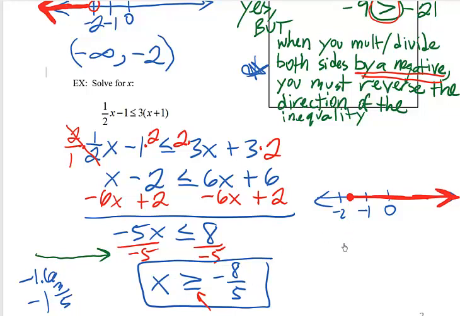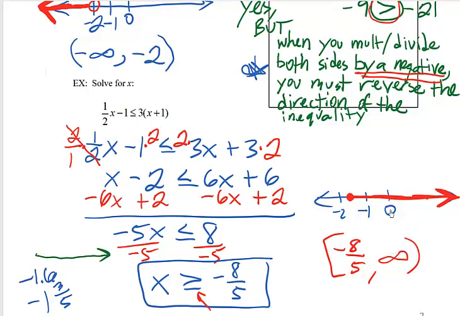The interval notation way of writing this would be negative 8/5 is the number farthest to the left, comma, infinity to the right, bracket around the negative 8/5 because it's included, and infinity is not a number, it always gets a parentheses.